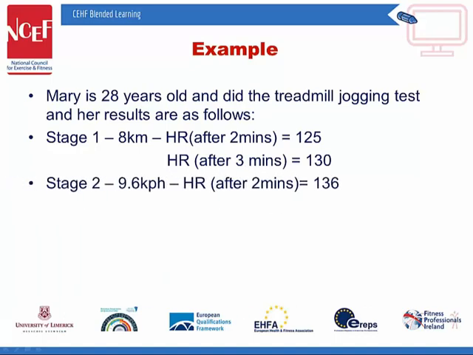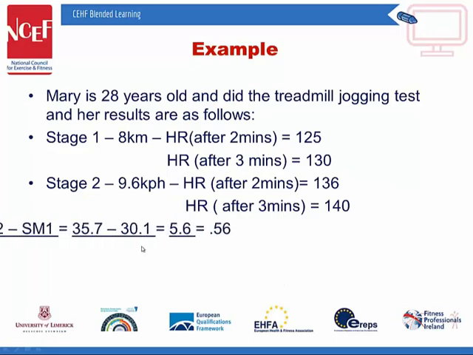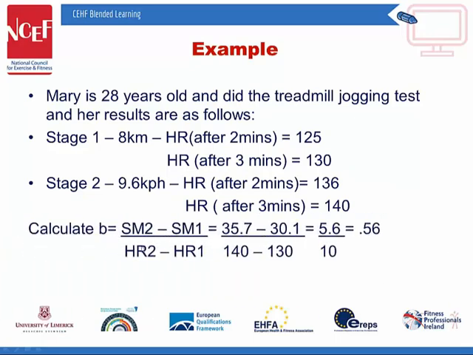Moving on to stage 2, we moved her up to 9.6 kilometers an hour. We took the heart rate after 2 minutes, it was 136, and we took it after another minute, and it was 140. Again, we have steady state here, and all of the heart rates are between 110 and 150 beats per minute. So what we need to do then is put those into the formula, and the first thing we're going to do is calculate B. B is the relationship between the workload on the treadmill and the heart rate of the individual.